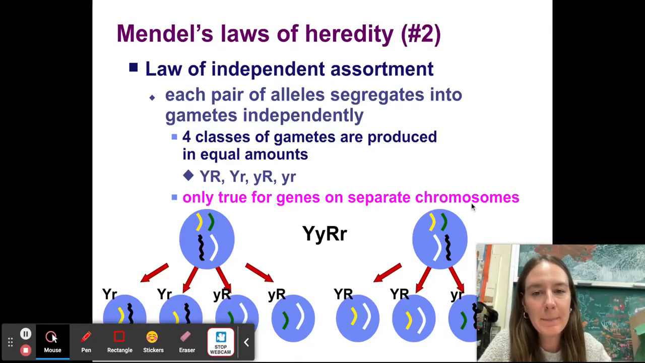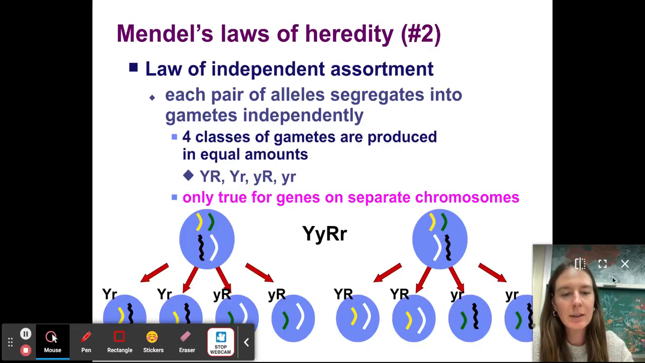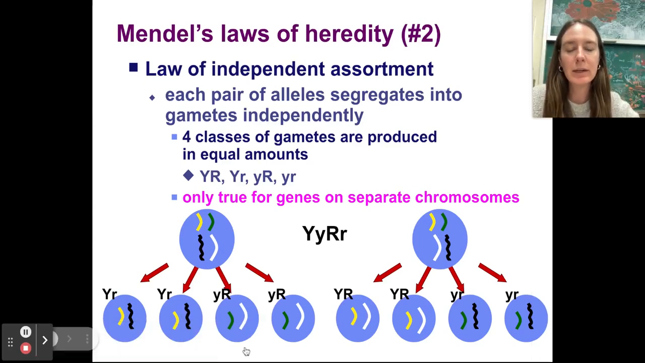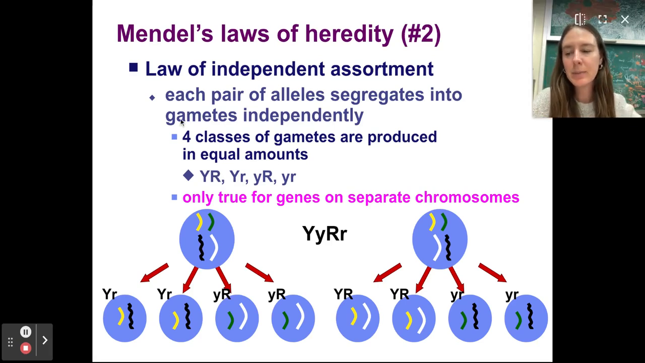Okay, so let's take a look at Mendel's second law of heredity, the law of independent assortment. I'm going to read the law to you, and then I'm going to explain it to you here. Make sure you have this written down. The law of independent assortment says that each pair of alleles segregates into gametes independently. So let me explain what this means.